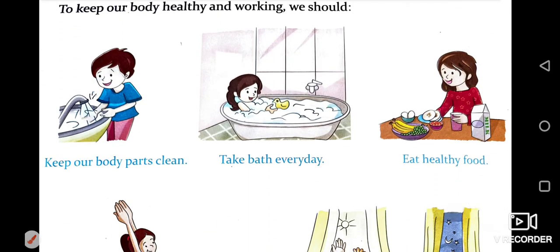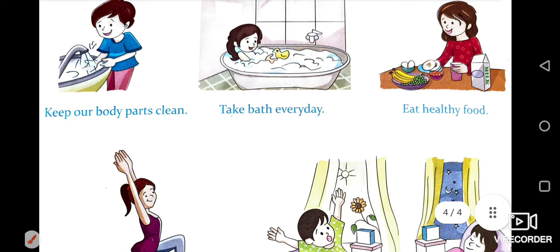Now I told you that we'll discuss some healthy habits which we should follow in our daily life. Some of them are that we should keep our body parts clean. We should wash our hands, wash our legs after playing or after doing something, whenever our body is covered in dirt. We should always keep ourselves clean by washing our body parts. We should take a bath every day. Yes, some of us become quite lazy and we skip taking a bath. So we should not do that. We should always take a bath every day so that we can keep our body clean.